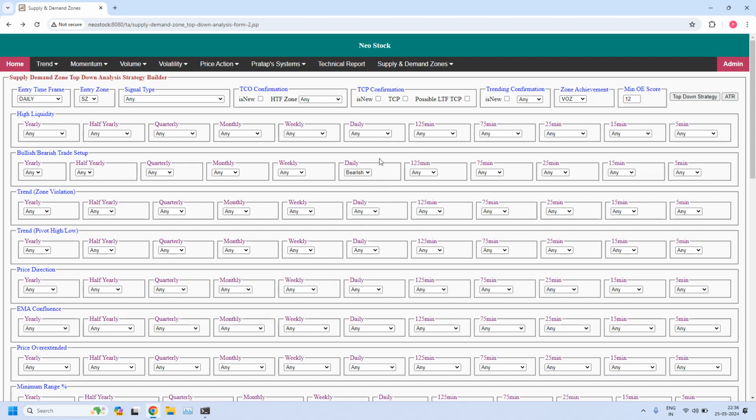Now we can generate the bearish trade setup stocks. And the three filters, whatever we set earlier, will now be applied to the daily supply zone, because we changed the entry zone to supply zone, the filters are applied to the daily supply zone.